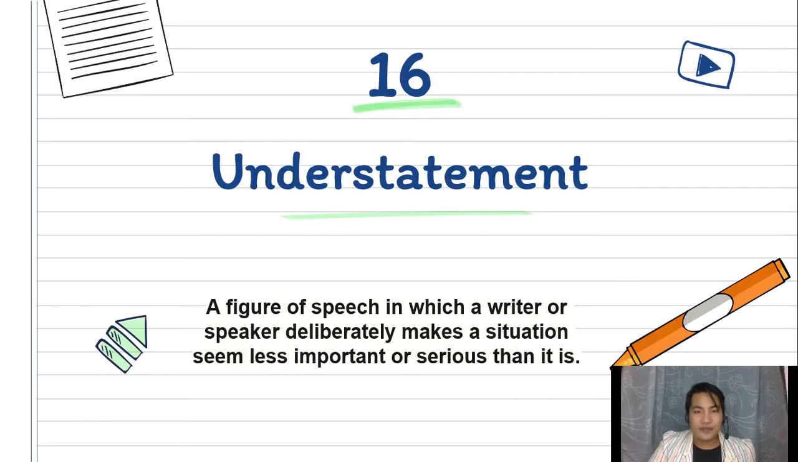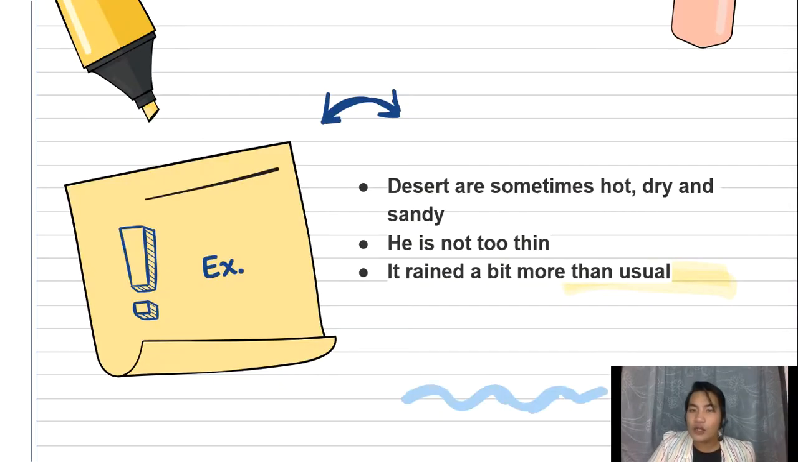Number 16, understatement. Understatement is a figure of speech in which a writer or speaker deliberately makes a situation seem less important or serious than it is. For example, deserts are sometimes hot, dry, and sandy. Or also you could say, he is not too thin. Another one would be, it rained a bit more than usual.